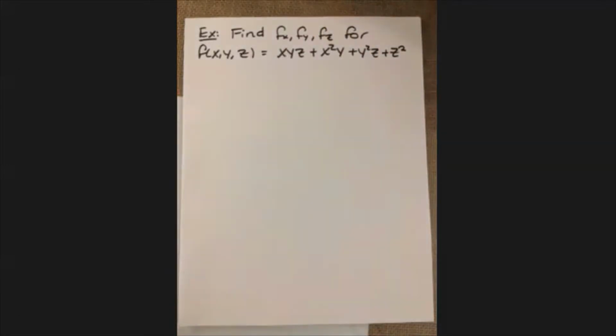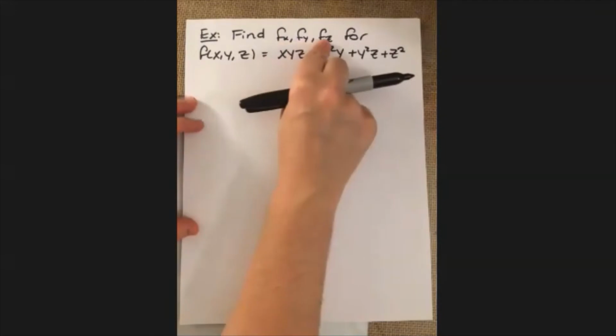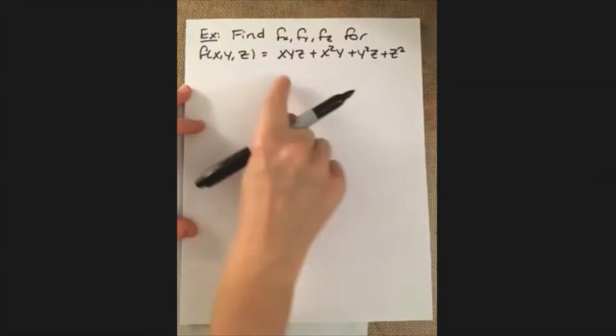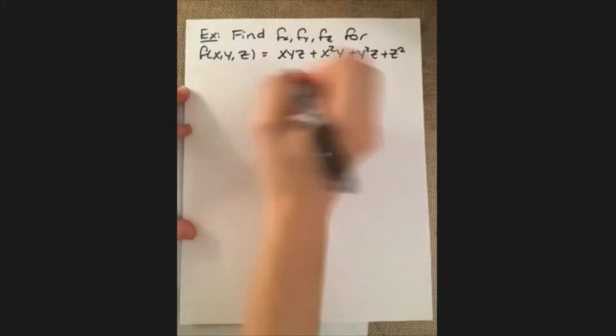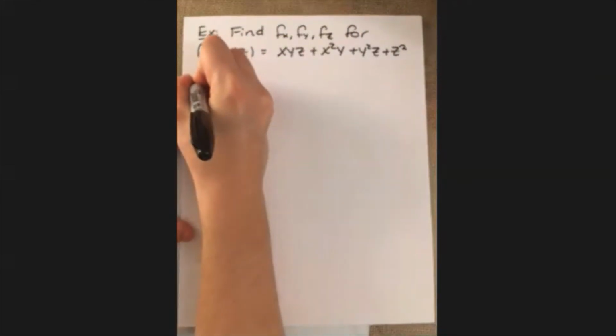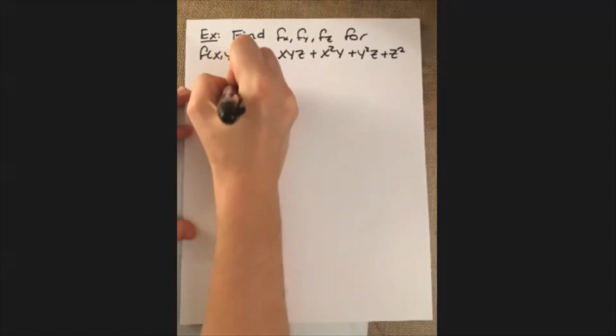And I do want to take just a quick second to talk about some notation. The little subscript here on each of these functions is going to tell you which variable you're taking the derivative with respect to. So let's go ahead and start with finding f sub x of x, y, z.